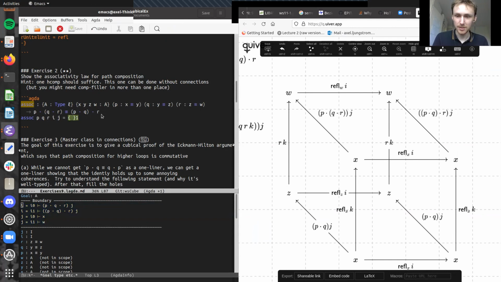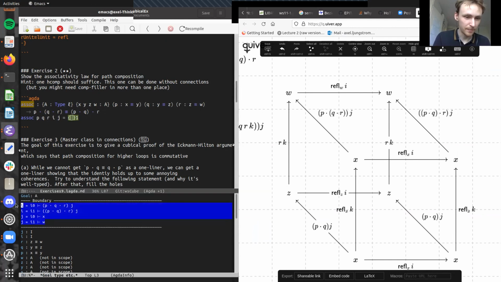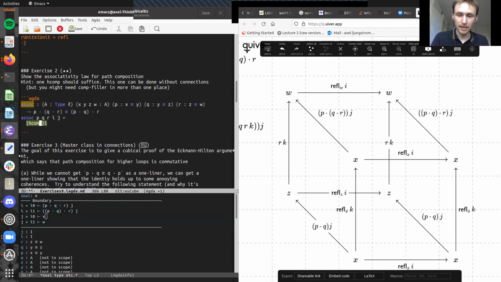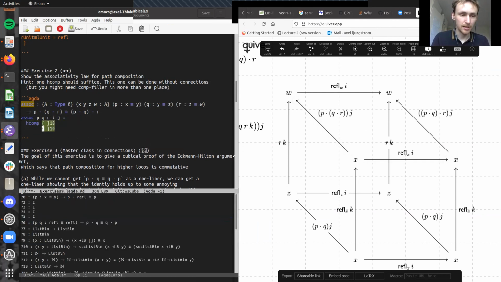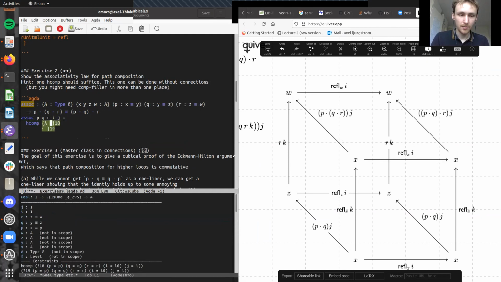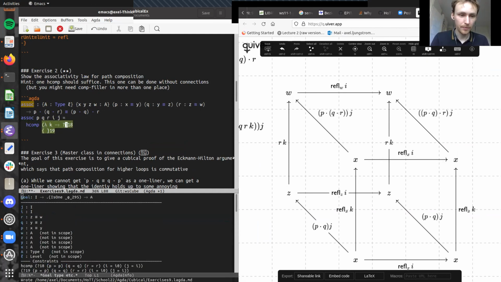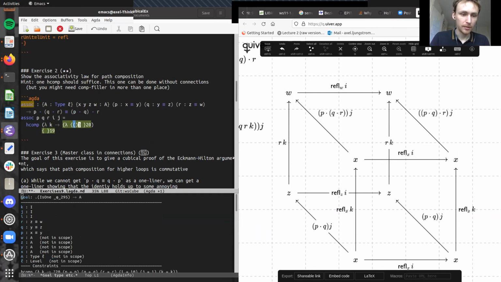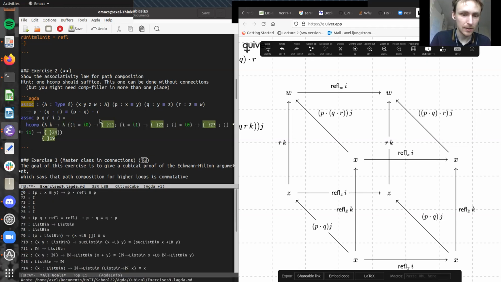So we have here the associative boundary, and we have our cube here. Let's try to mimic exactly what we just did. So that's an hcomp. We had K going up in the cube. And now I have to do this by hand every time. I wish there was a shortcut. I don't think there is one.